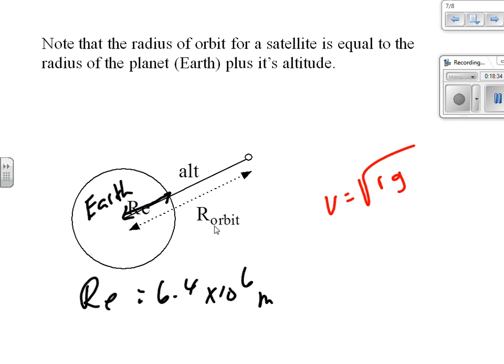Why does it have 2 arrows? That means it would just keep going, so I'm just showing that's the distance. The RE is that distance. The altitude is that distance, and the radius of orbit is from there to there. R is the radius. The radius of orbit is the important R.